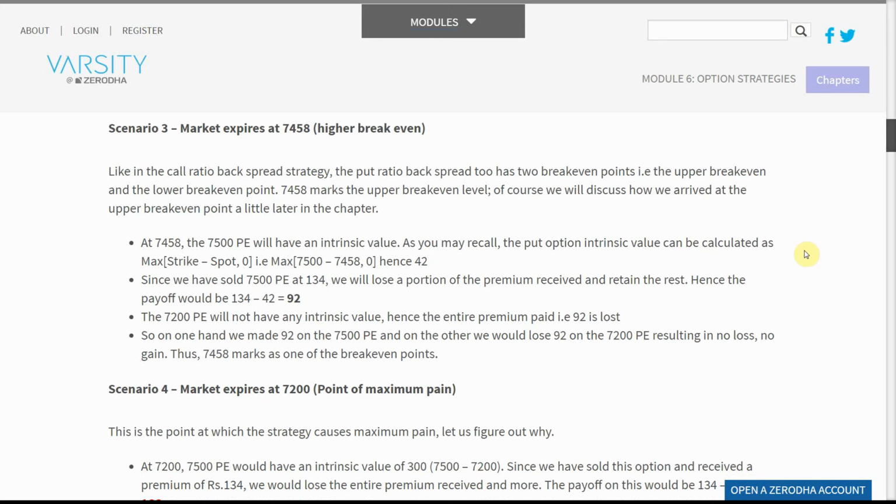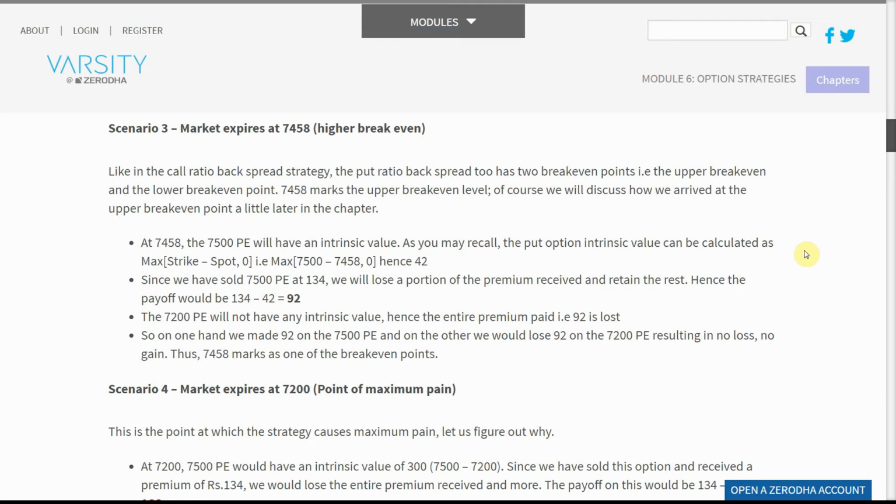Scenario 3: market expires at 7,458, higher break-even. Like in the call ratio back spread strategy, the put ratio back spread has two break-even points, i.e. the upper break-even and the lower break-even point. 7,458 marks the upper break-even level. Of course, we will discuss how we arrived at the upper break-even point a little later in the chapter. At 7,458, the 7,500 PE will have an intrinsic value.